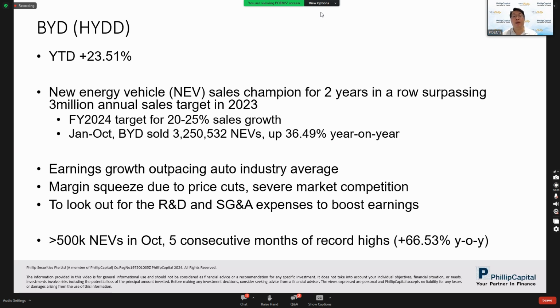So generally, we're looking at whether the company can control its R&D and SG&A expenses, and how it can boost earnings by controlling those expenses, in terms of when they expense it and how much to allocate or budget for the year ahead. For October itself, they already produced and delivered 500,000 new electric vehicles, right? They have also managed 5 consecutive months of high delivery output.